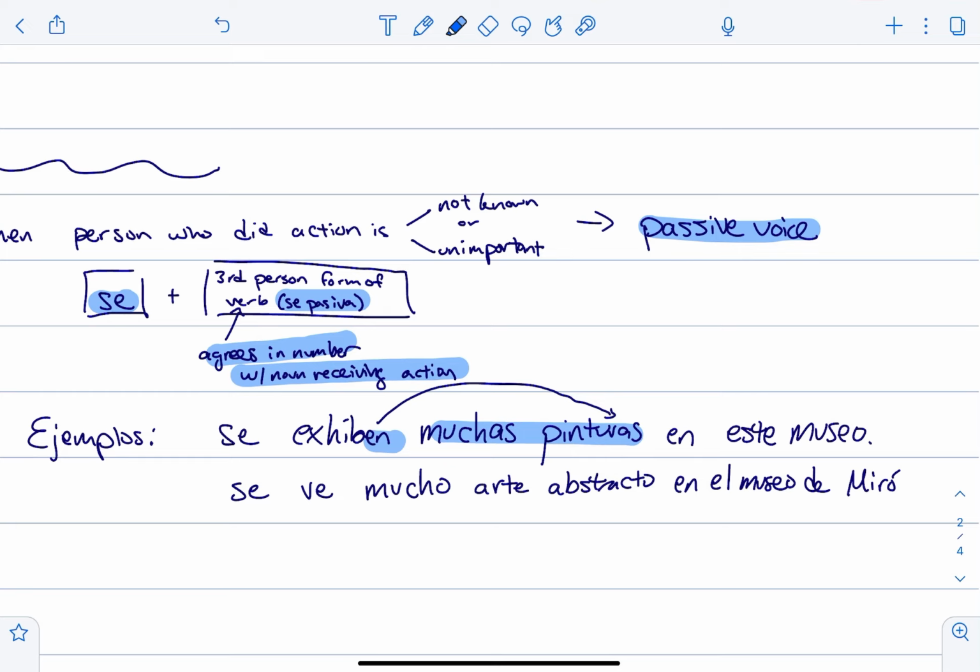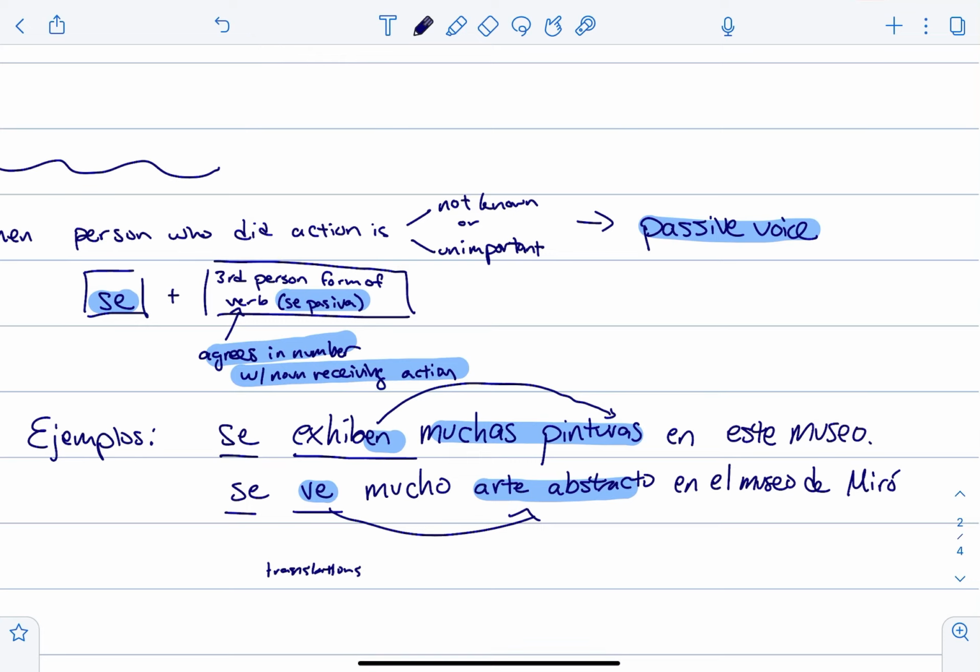Se ve mucho arte abstracto en el Museo de Miró. So we conjugated ver to agree in number with the noun that was receiving the action, arte abstracto. So this is like saying many paintings are exhibited in this museum, or a lot of abstract art is seen in Miro's museum. So for those two, I'd like you to please write down the translations.